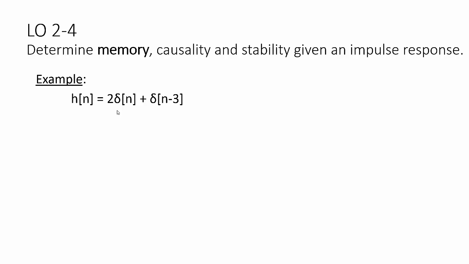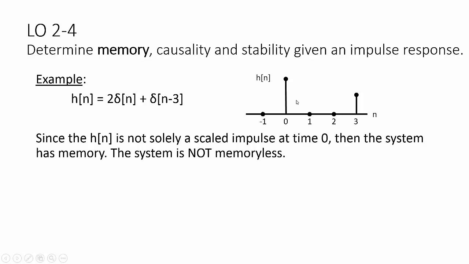Another example. Here h of n is 2 delta of n plus delta of n minus 3. Let's look at that. That does have an impulse at time 0, but it also has another impulse at a different time. Therefore, it does not satisfy the requirement that we only have the impulse at time 0. The answer is that since h of n is not solely a scaled impulse at time 0, which you can indicate by referring to the second impulse in the equation or the second impulse in the picture, then the system has memory. Another way of stating this is to say that the system is not memoryless.